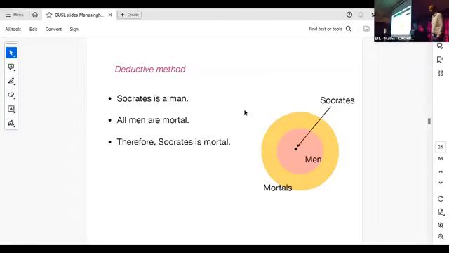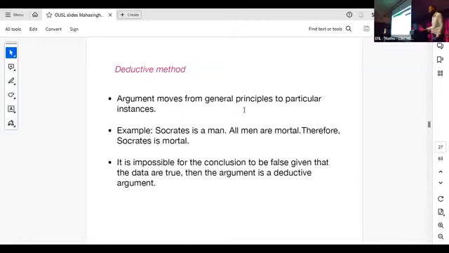Okay. So this is a very deductive argument, a logical argument. All men are mortal, Socrates is a man, Socrates belongs to that group. All men are mortal, then Socrates is also mortal. Deductive argument. Right? Purely logical.